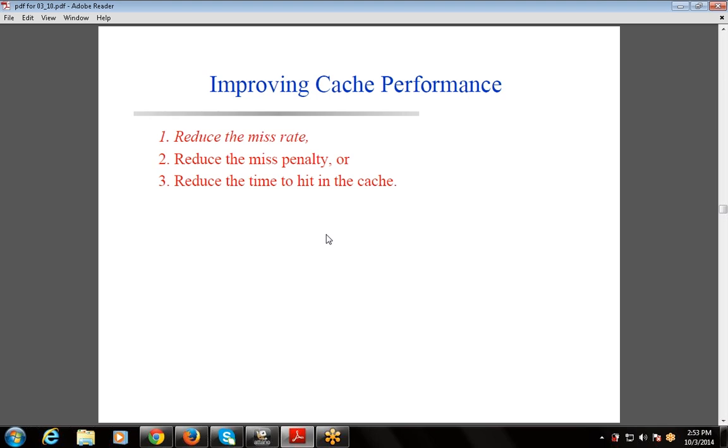Next, reduce the miss penalty. Then, reduce the time to hit in the cache. So there are three techniques. Either we can reduce the miss rate, or we can reduce the miss penalty, or we can reduce the time to hit in the cache. These are the three techniques available to improve the cache performance.